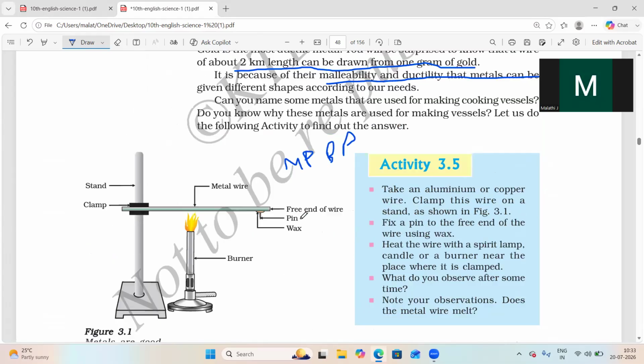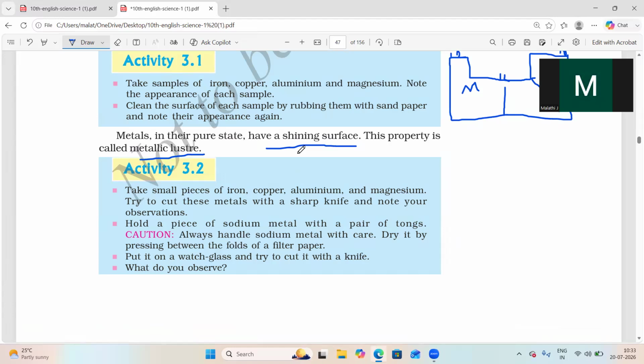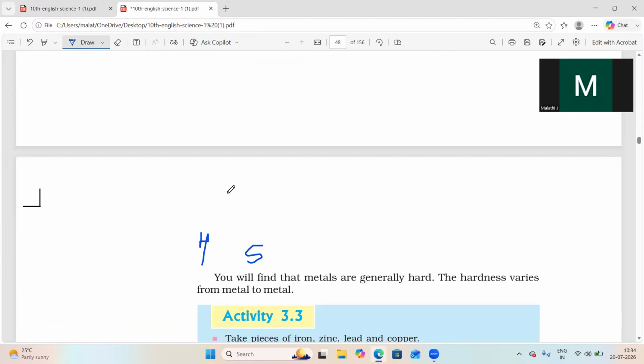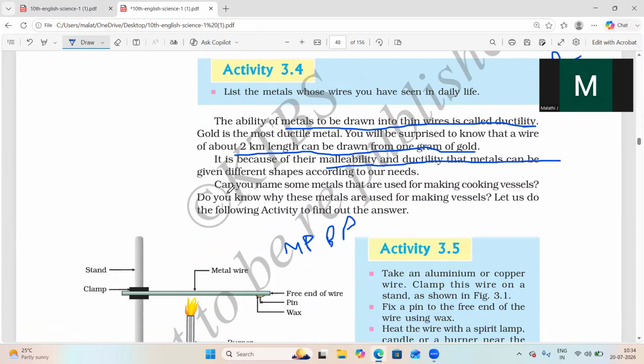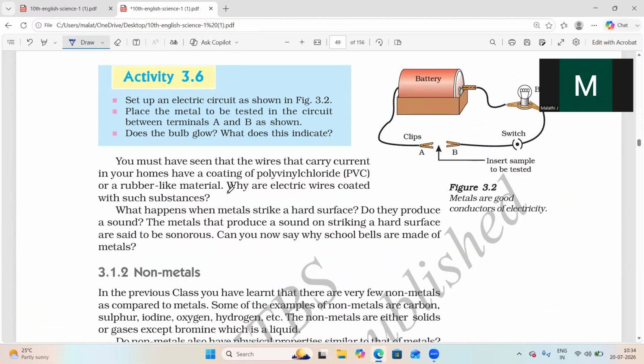So we observe that all metals have a shiny, lustrous surface. If you take a small piece of iron, aluminum or magnesium and try to cut it with a sharp knife, you will observe that most metals are hard. Only some metals are very soft, like potassium, which can even be cut with a knife. Metals are also good conductors of electricity.